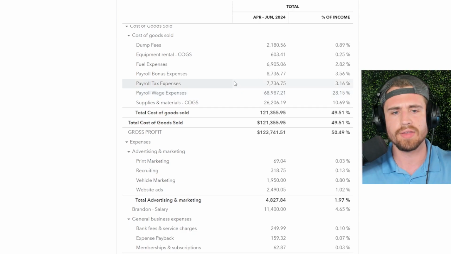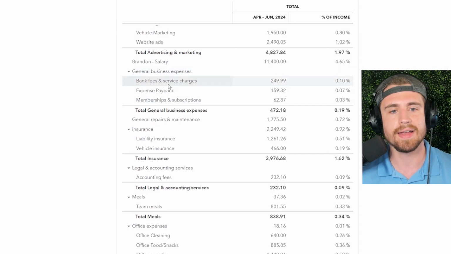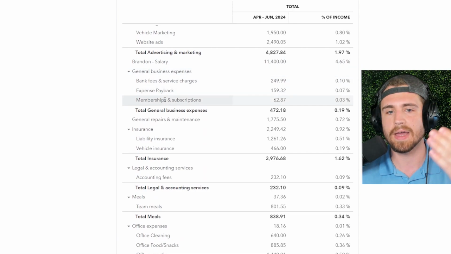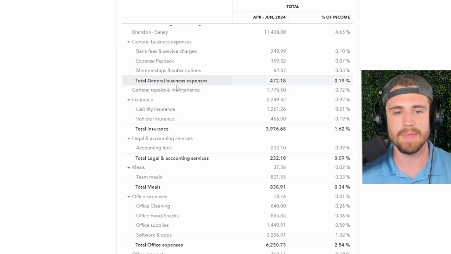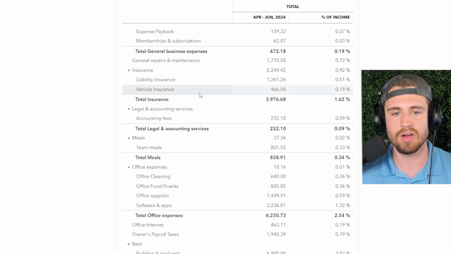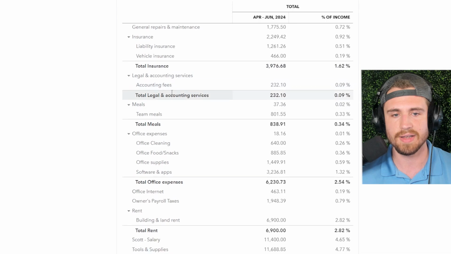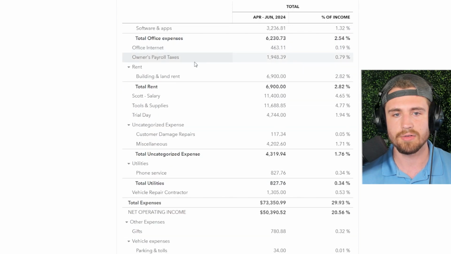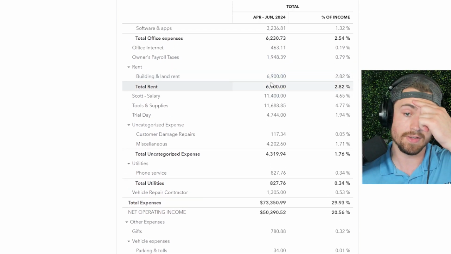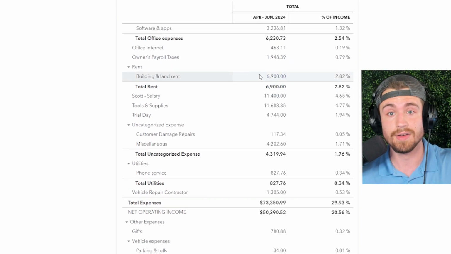So we separate that. General business expenses, again, it's bank fees, expense payback, memberships, all things not required to do the work, repairs and maintenance, our insurance costs, our legal costs and accounting, team meals, office expenses, internet, owner's payroll tax, rent for the actual building. Because again, remember, you don't need an office or a place to park your trucks to do the hedge trim job. Just things that are nice to have.